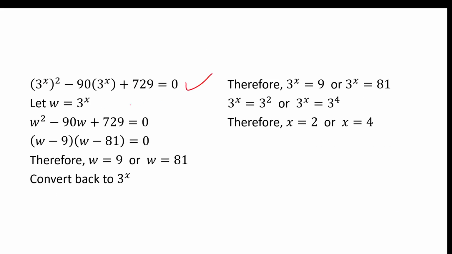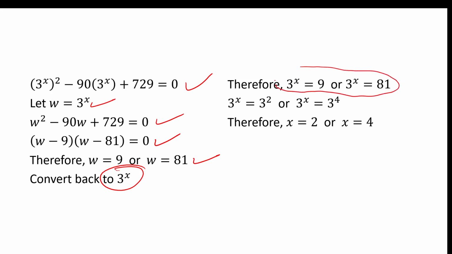We have 3 to the x to the 2 minus 90 times 3 to the x plus 729 equals 0. If we let w equal 3 to the x, we have w squared minus 90w plus 729 equals 0. We can factor that, and we end up with w equaling 9 or w equaling 81. But we weren't asked to solve for w, we were asked to solve for x, so we convert back to 3 to the x. 3 to the x is either equal to 9 or 3 to the x equals 81.